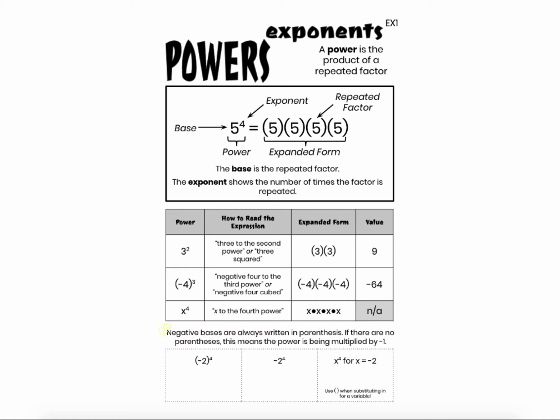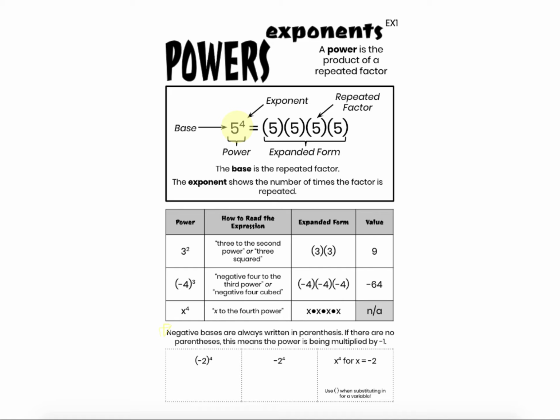When we are working on evaluating exponential expressions, we should first review some 7th grade vocabulary. So this expression right here, 5 to the 4th, is called a power. So 5 to the 4th is the power, where the base is 5 and the exponent is 4.